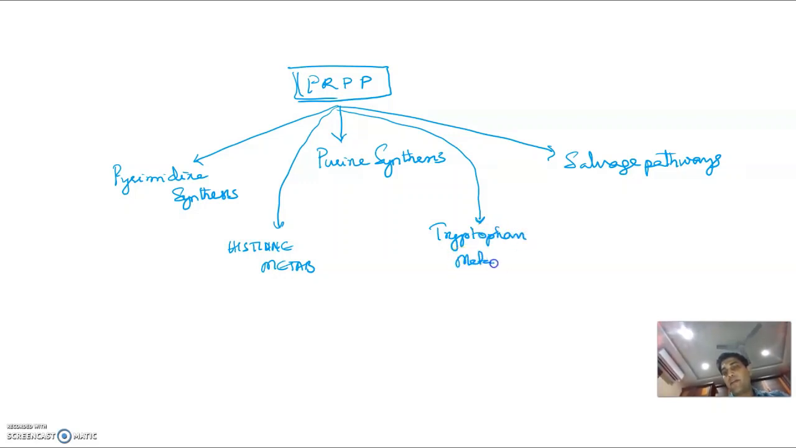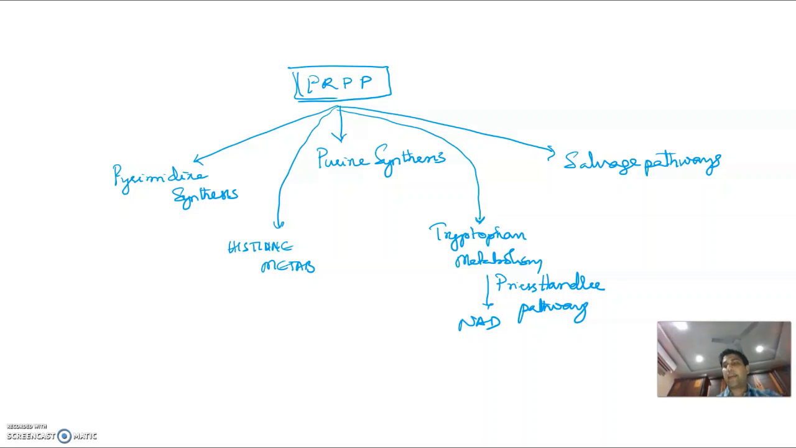Tryptophan metabolism, especially in the formation of NAD by the Preiss-Handler pathway. If you remember our tryptophan metabolism, we have also talked about this in niacin. In both those classes, we have talked about the Preiss-Handler pathway and the Dietrich pathway.